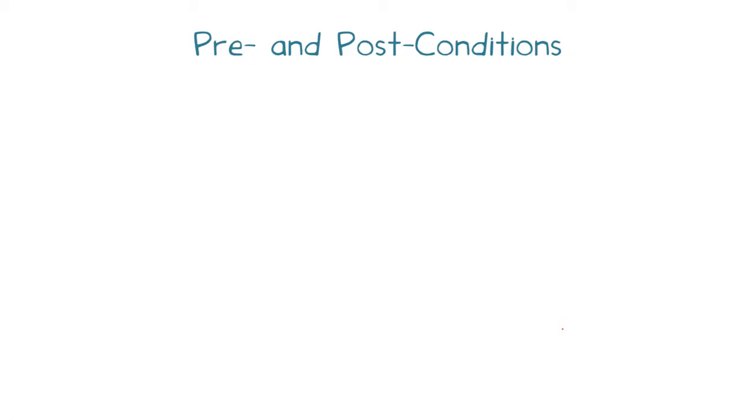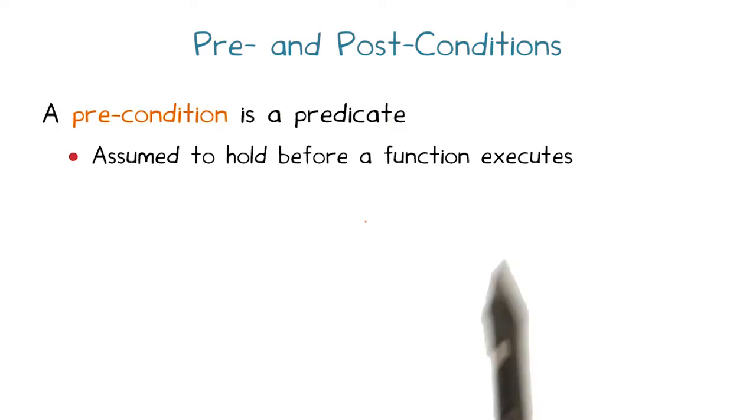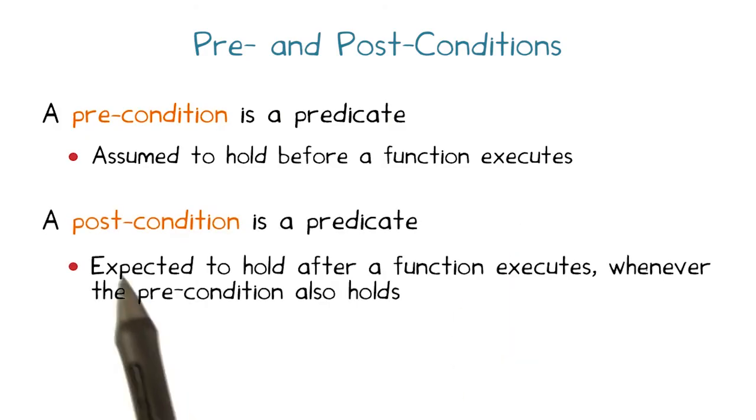Let's look at a very general specification mechanism called pre- and post-conditions. A precondition is a predicate that is assumed to hold before the execution of some function, and a post-condition is a predicate that is expected to hold after the execution of a function whenever the precondition also holds. Pre- and post-conditions can be considered as a special case of assertions, which we saw in the first lesson.